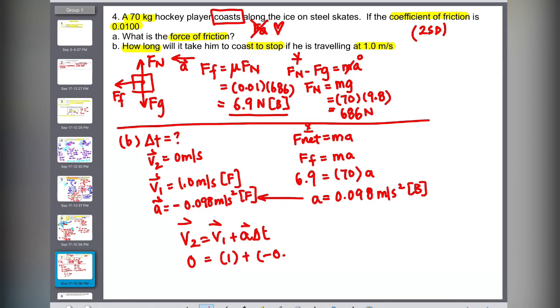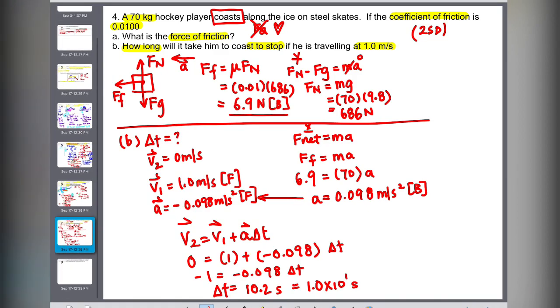0 equals V1 adding negative A delta T. Move the one over, it becomes minus. Divide both sides by the 0.08, but a negative of it, so now it becomes a positive. If you come up with a time that is a negative, you know you screwed up somewhere. So I got the answer to be 10.2 seconds. Put it in proper sig digs, 1.0 times 10 to the 1 seconds.